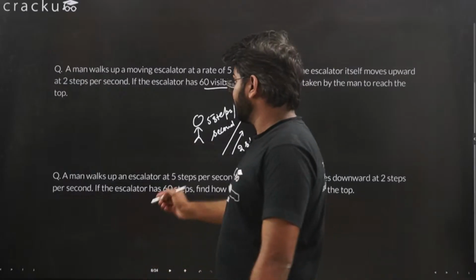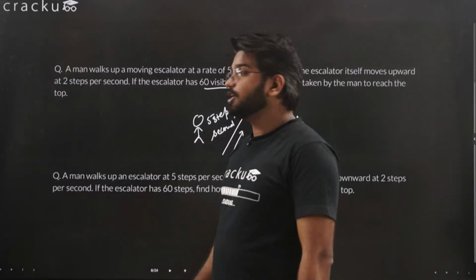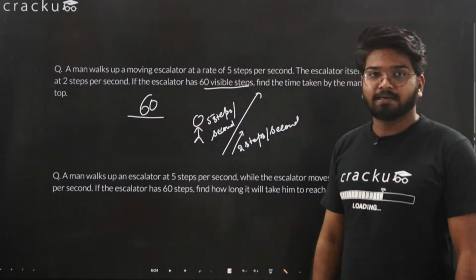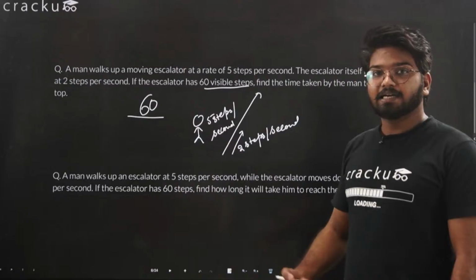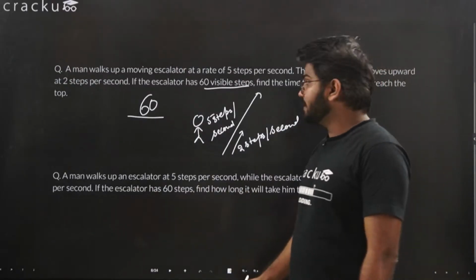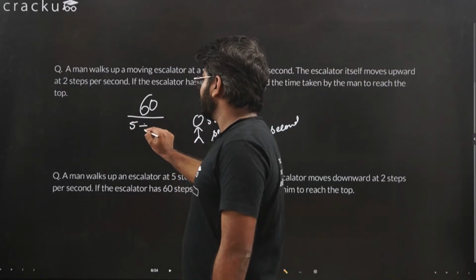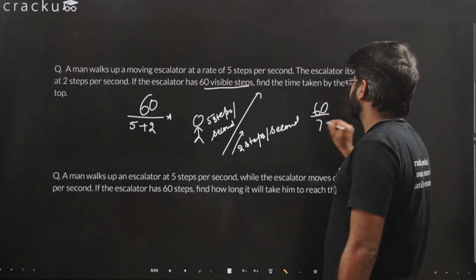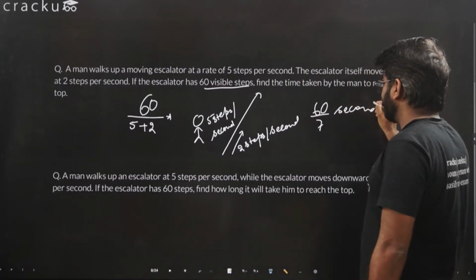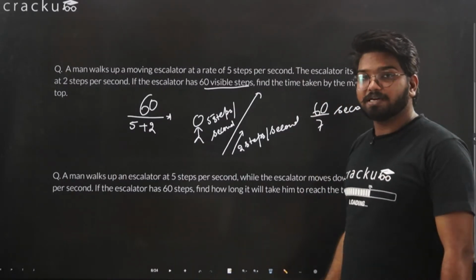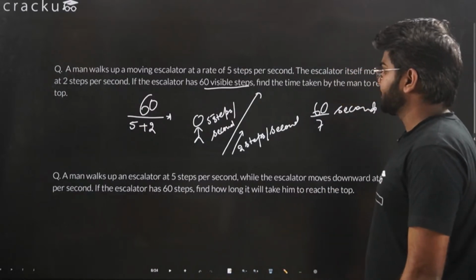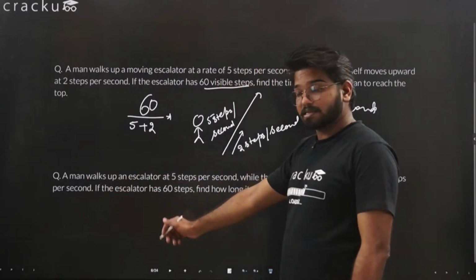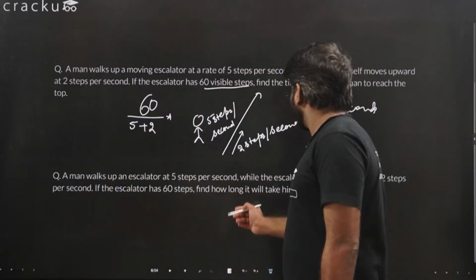We know that the distance or total steps that need to be covered is 60, divided by the speed. If both are moving in the same direction, the relative speed will be the sum of their speeds. That is 5 plus 2. This will be 60 divided by 7 seconds. So the person will reach the top in 60 divided by 7 seconds. Yeah. And on the other hand, we have another case when a man walks up on an escalator at the rate of 5 steps per second.